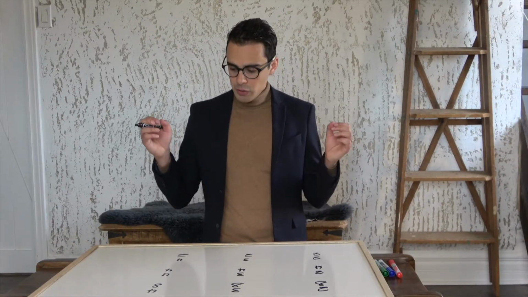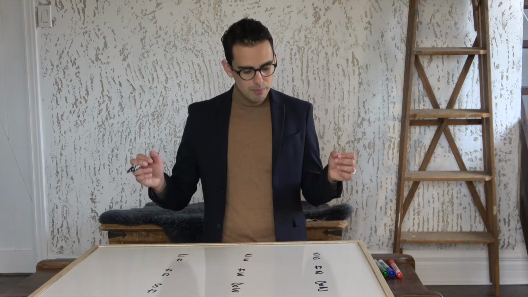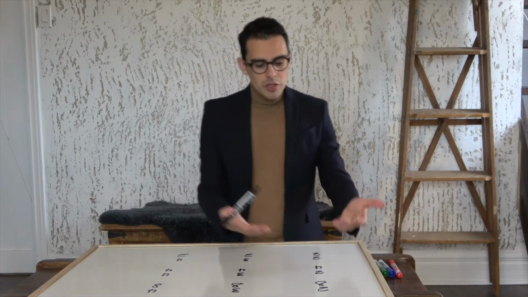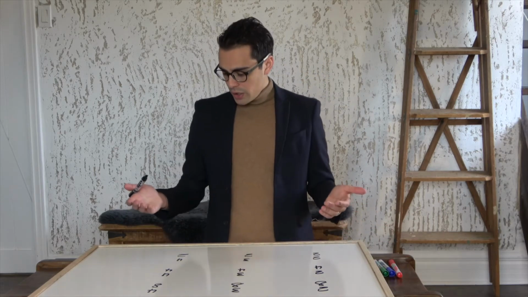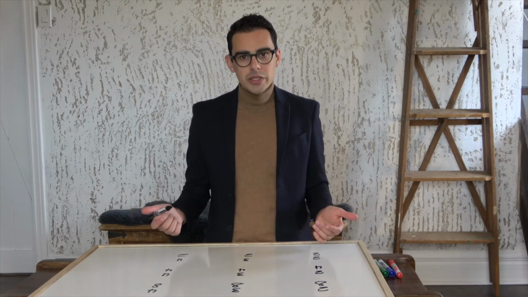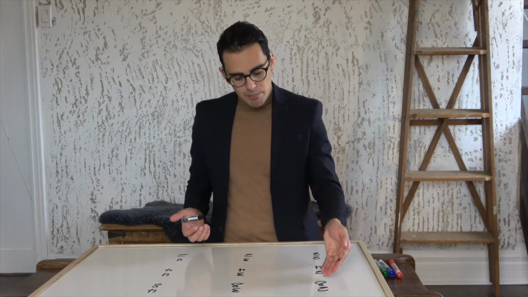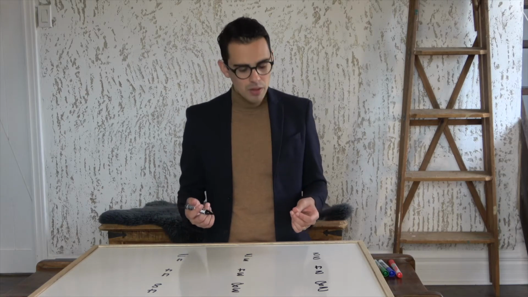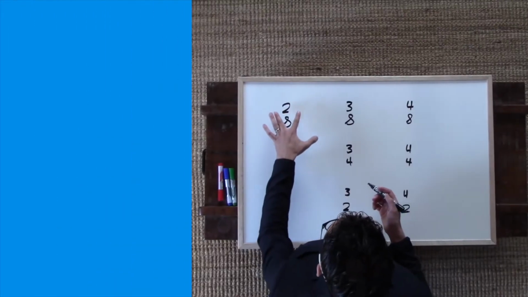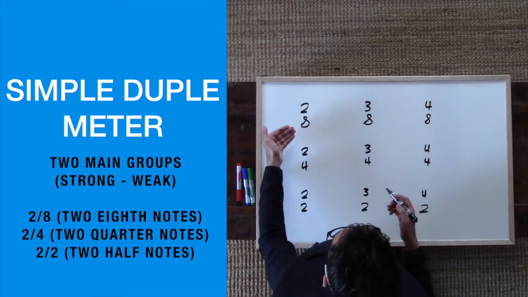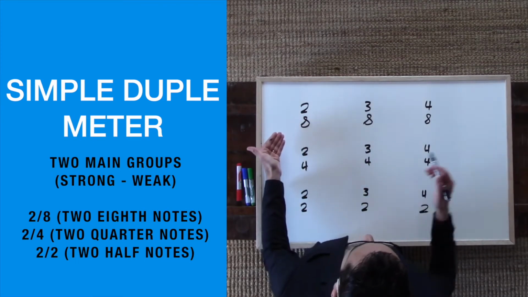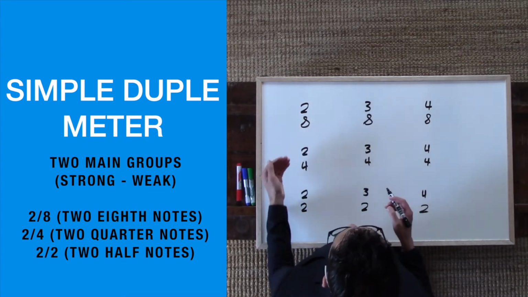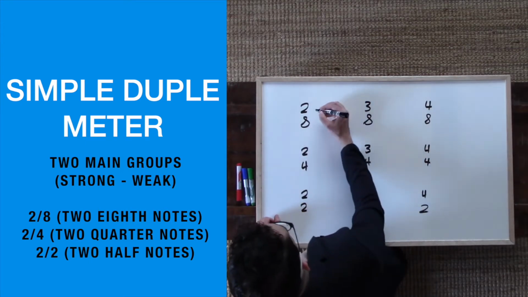So let's figure out what the numbers in a time signature or meter actually represent. The top number of the meter usually represents how many beats are in each bar, and the bottom number usually represents what type of note gets the beat. So we'll start in this column here, 2/8. If you have a piece of music that has a 2/8 time signature, that means that there are 2 eighth notes in each bar. Okay?